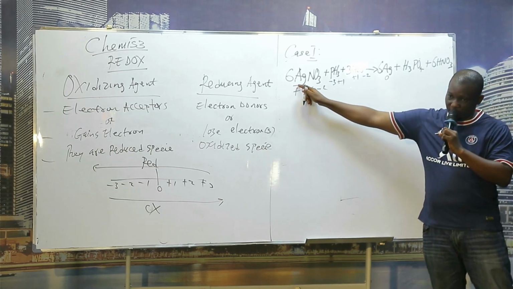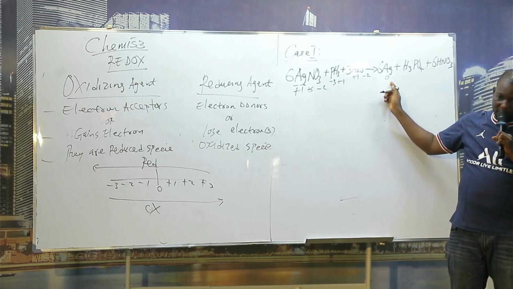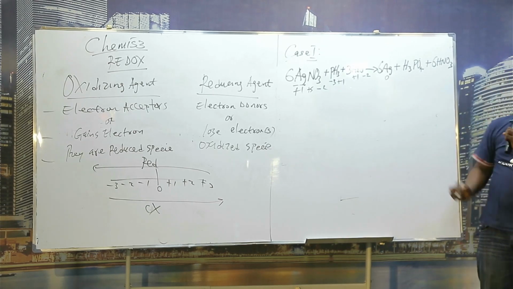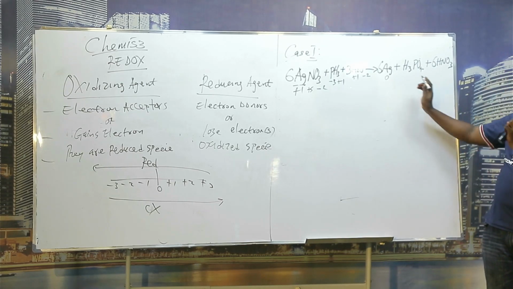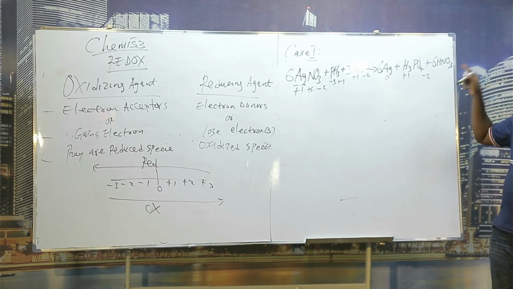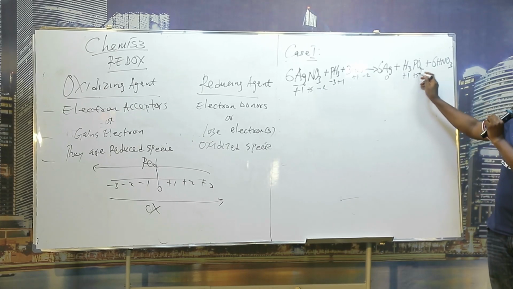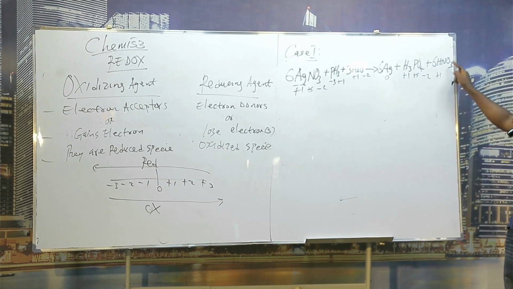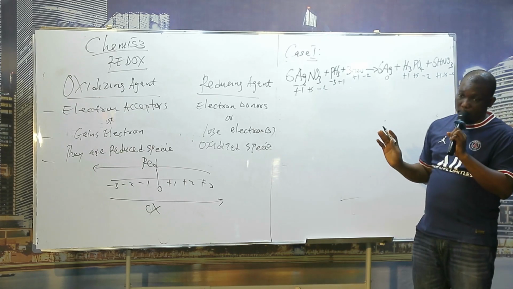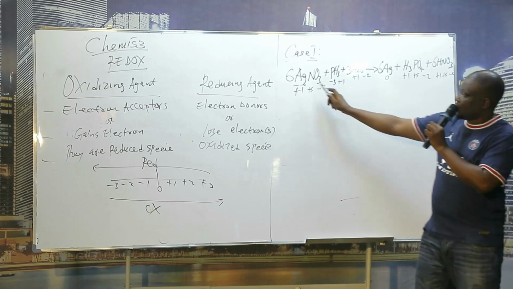Silver is alone, so it goes to 0. Then I check. H here is still plus 1. O here is still what? Minus 2. Find P. Is what? Plus 5. H here is still plus 1. O here is still minus 2. Find N: plus 5. Then they ask us to check which are the reducing agents.